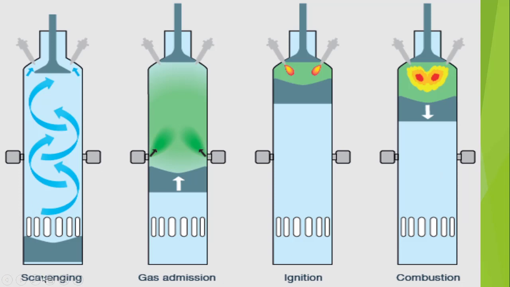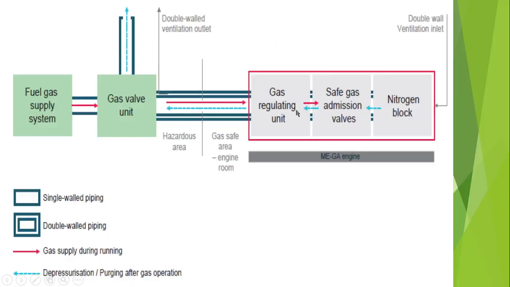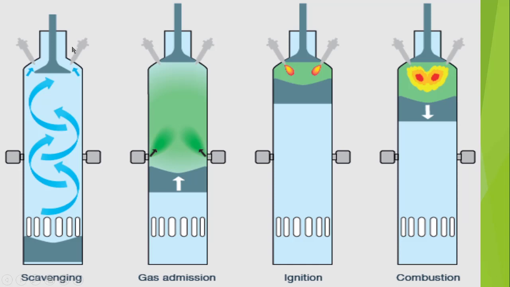So what is happening in the first process? The piston is below the scavenge port, the air is entering, and the exhaust valve is open. This is the MBIV, the micro booster injection valve, and this is the safe gas admission valve. As you can see, this is the safe gas admission valve, and this is the micro booster injection valve.